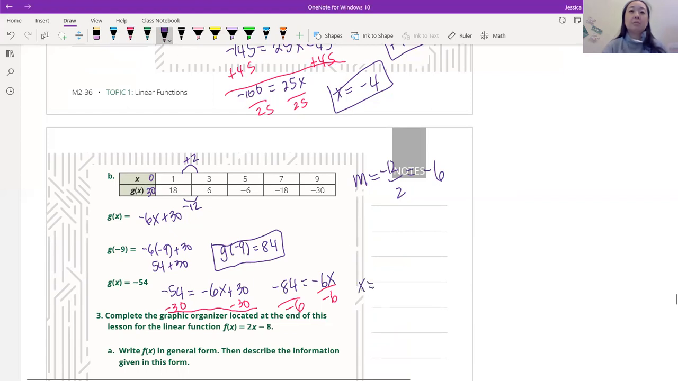So x is equal to 14, right? So you could write it like this, this is an answer, or you could write it like this: g of 14 is equal to negative 54. Either way is okay.